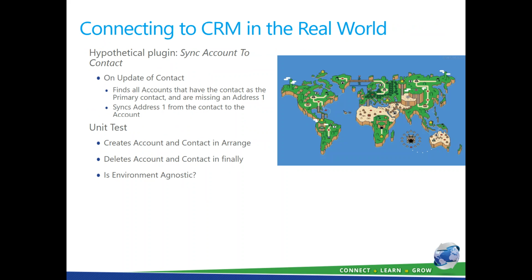So let's walk through a real world example here. We're going to have a hypothetical plugin, sync account to contact. All it's doing basically is, on the update of the contact, it finds all accounts that are associated with it and asks, did you update the address? You did? Okay, I'm going to update all the address information on the actual account for the contact. This makes sense in some orgs, not necessarily in others, but hey, just an example, right?